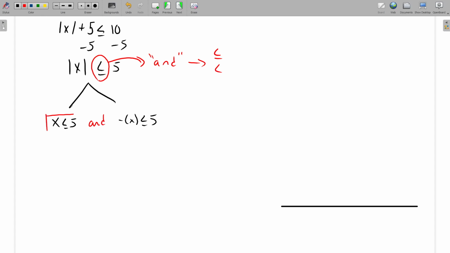The left one is already solved. It's done. And the right one, we just need to get rid of the negative sign in front of the x by dividing by the -1. And just like in the last problem, it's going to flip the sign. So we're going to have x is greater than or equal to -5. We have the two solutions, and now we need to graph them.